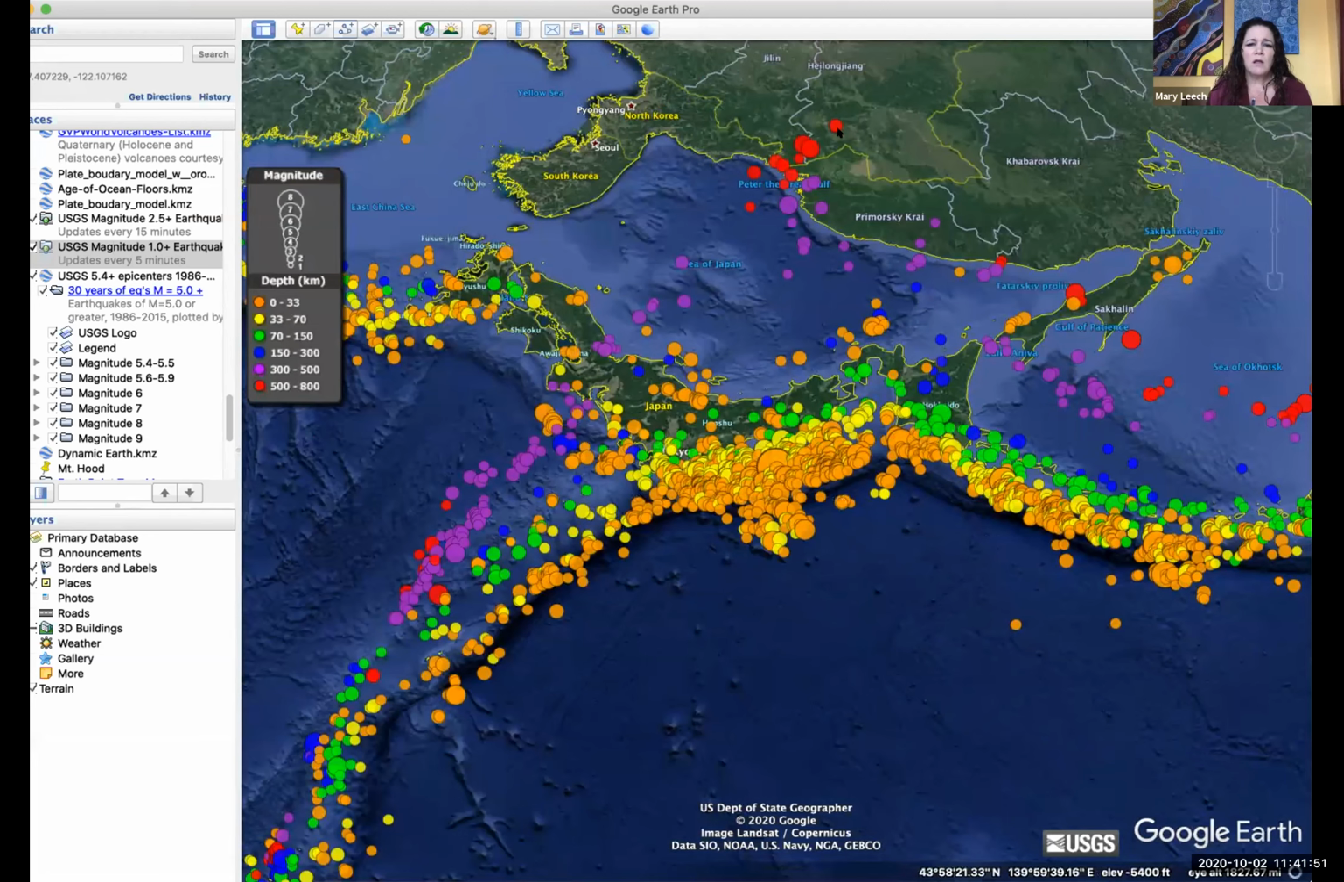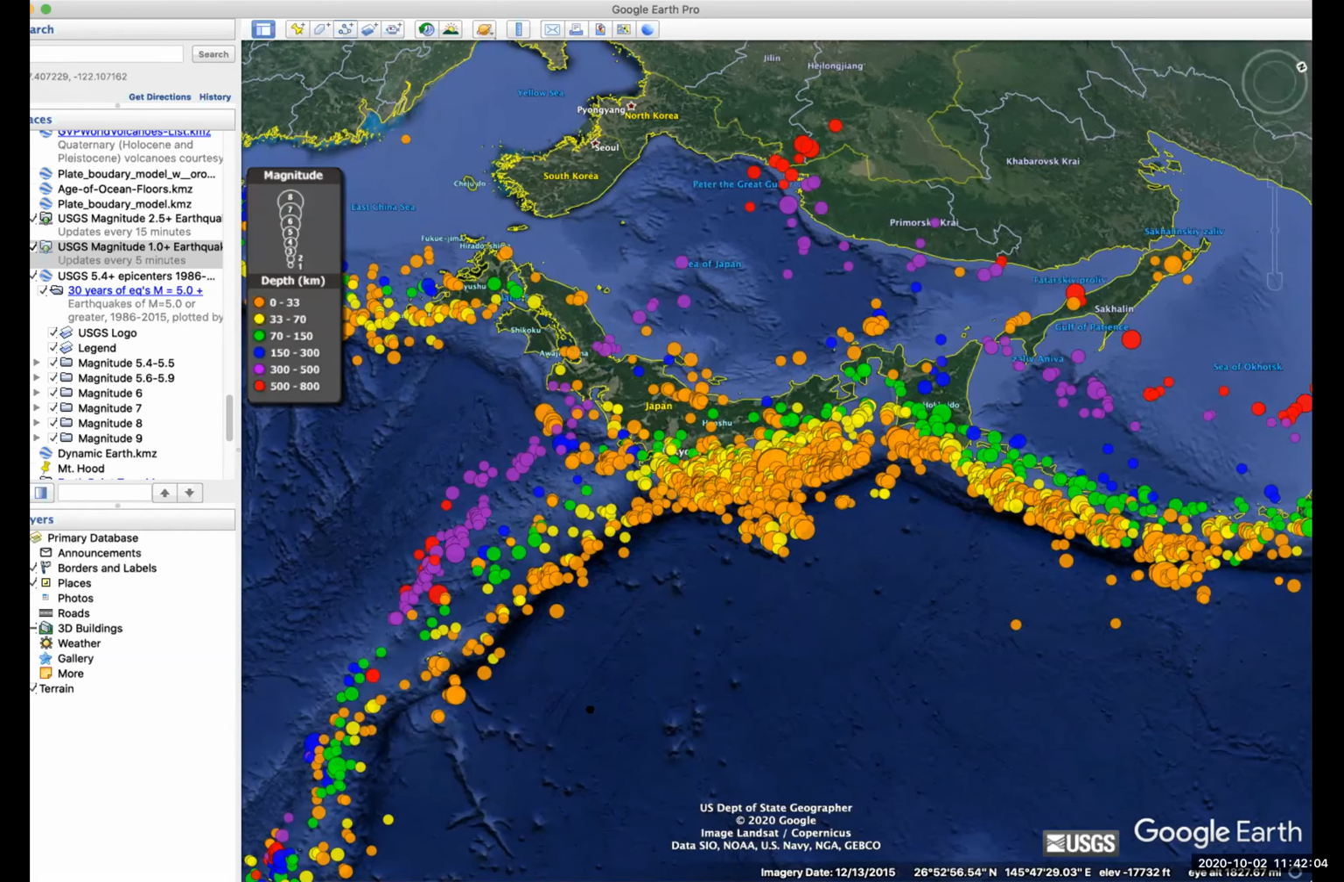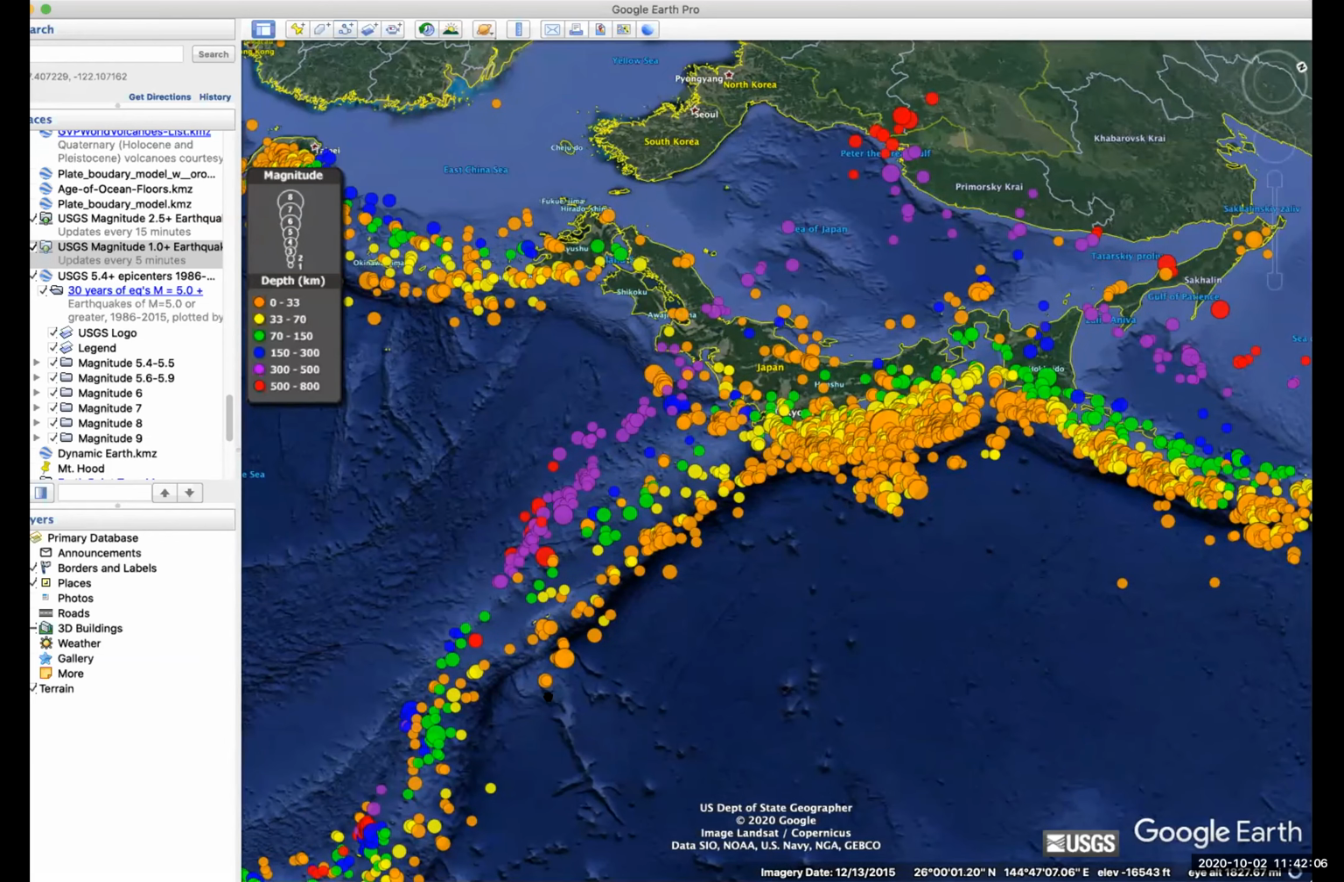So here, this looks a little bit different, doesn't it? It's spread out more. So what do you think the difference is between this spot and down here where it's not spread out? You have a guess?